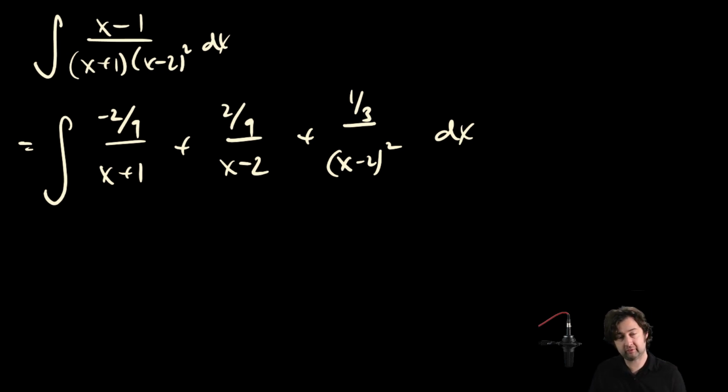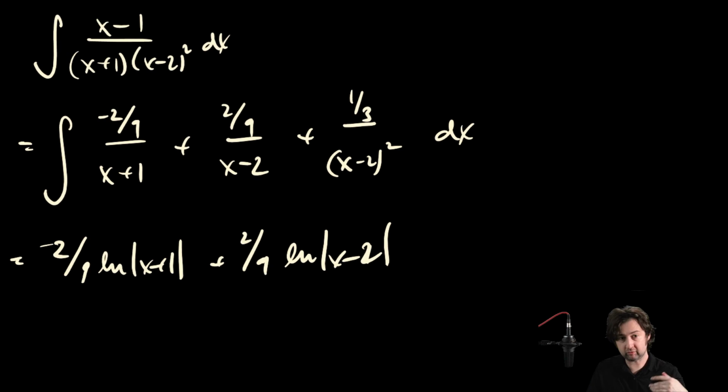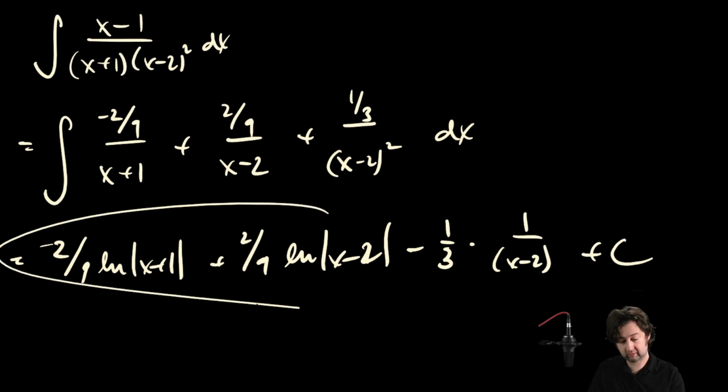Using techniques that we've developed over the last two chapters, it's very straightforward to see that this integral is minus 2/9 of the natural log of x plus 1. That's just a regular old u substitution. Plus 2/9 of the natural log of x minus 2. That's a u substitution. And then using a u substitution and the fact that the integral of u to the minus 2 is minus u to the minus 1, we can write minus 1/3 times 1 over x minus 2. And there's the answer.